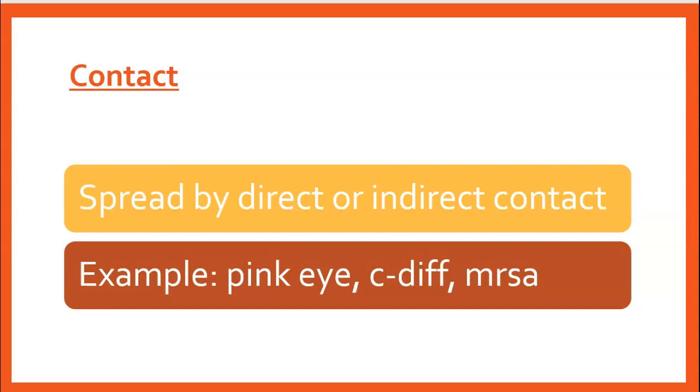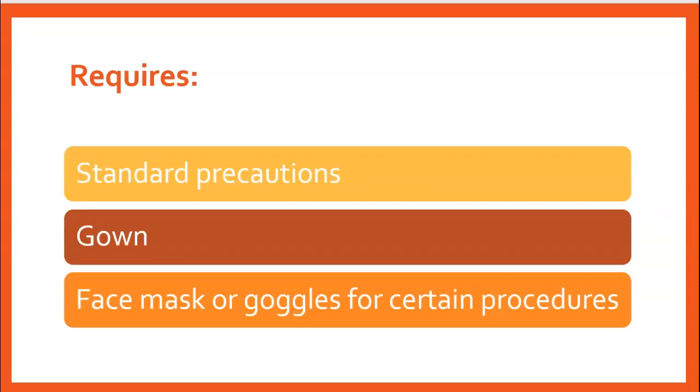So that's indirect. So you're going to want to wear a gown to protect your clothing from picking up from indirect methods. And you'll want to wear a face mask or goggles for certain procedures. And of course, definitely gloves in a contact isolation type room.